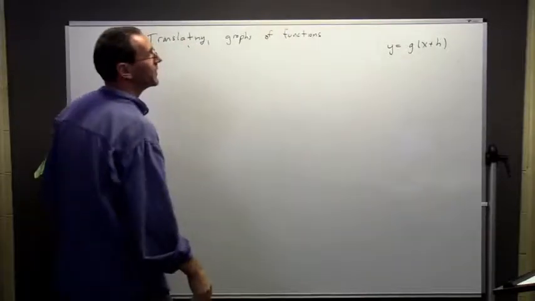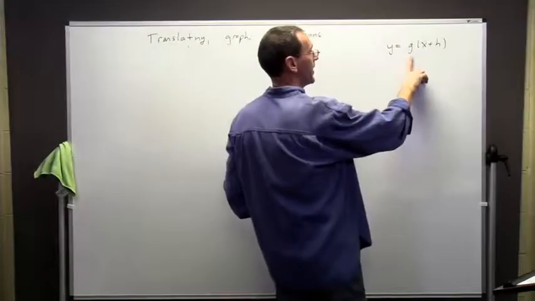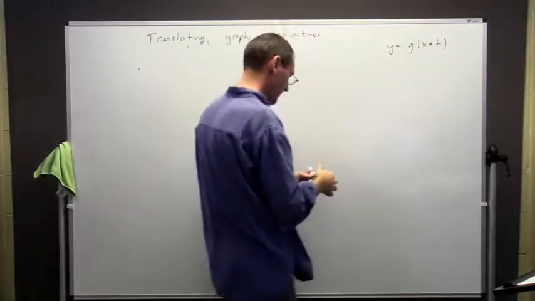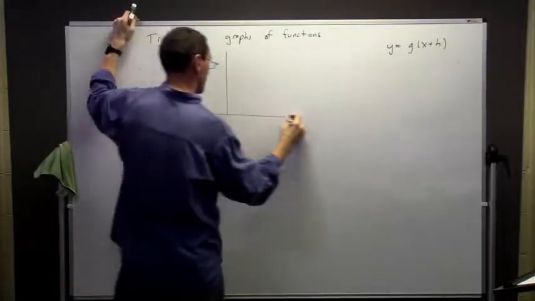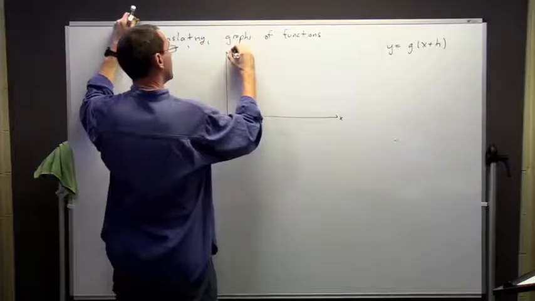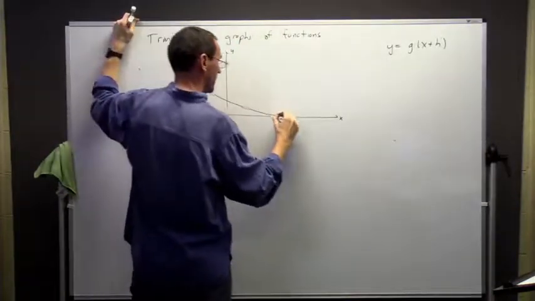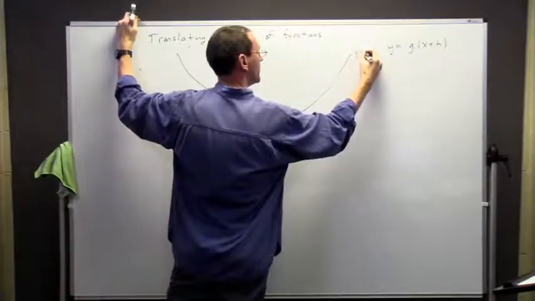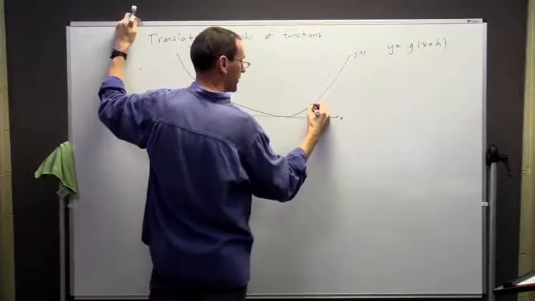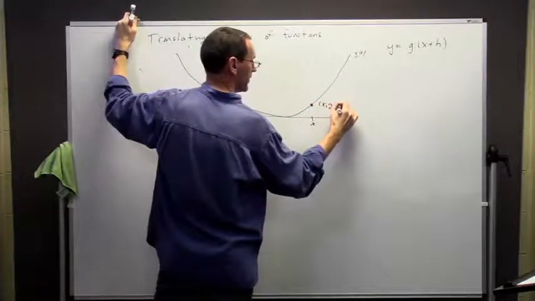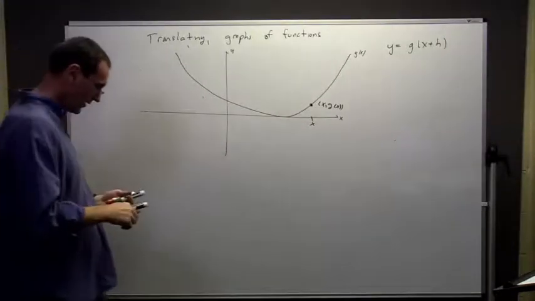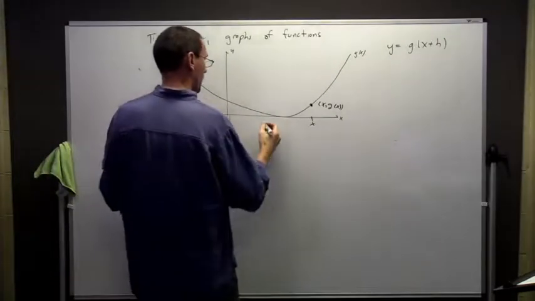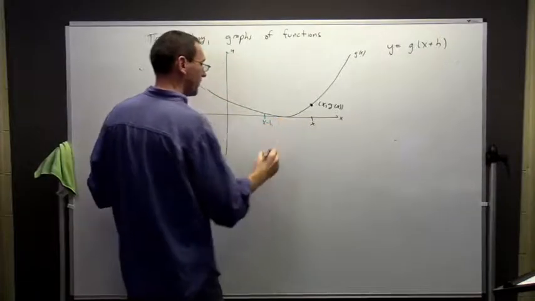We've got to be careful now. We're not looking at what happens in terms of the output. We're asking about the input. So this is going to change what's going on the horizontal scale. So let's go back to our g. And again, if I pick a value for x here, this is the point x, g of x. Okay. Now notice, suppose I pick a point here that's at x minus h.